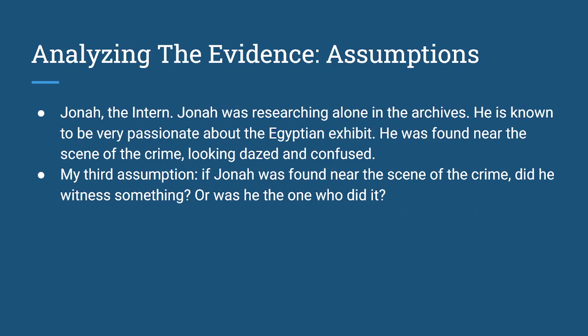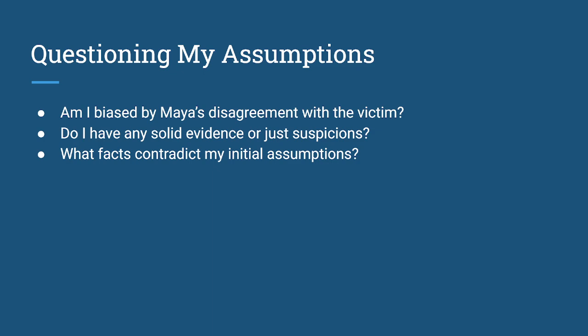The third assumption I will make is that Jonah the intern was the one who did it. Jonah was researching alone in the archives. He is known to be very passionate about the Egyptian exhibit. He was found near the scene of the crime, looking dazed and confused. If Jonah was found near the scene of the crime, did he witness something, or was he the one who did it? I would then question my assumptions in front of the students.